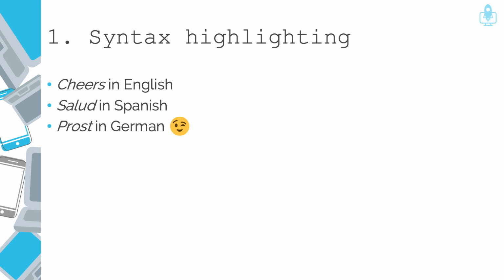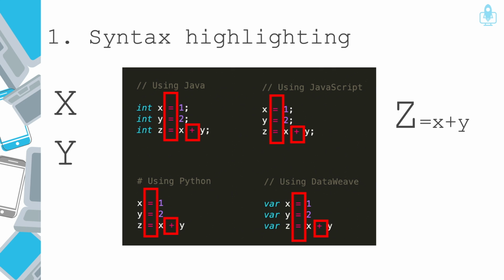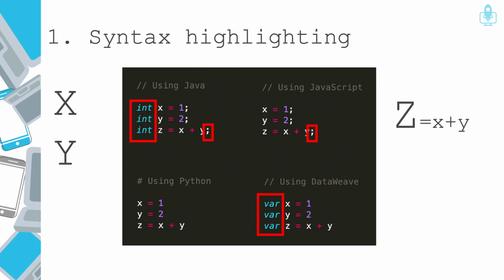the same thing. Here are some examples of how you could create two variables, in this case x and y, and add them to create a new variable in different programming languages. As you can see, they have some things in common, like the equal or plus symbols, but they also have some differences, like the end of the line or the variable declarations.